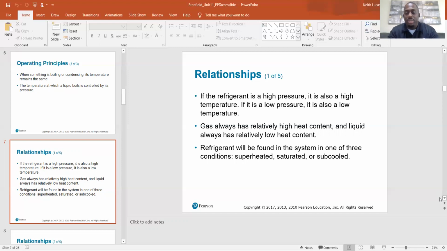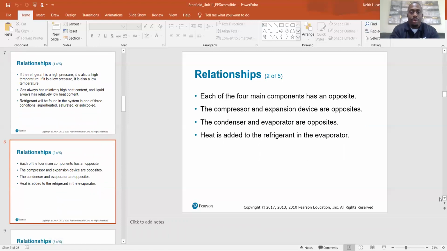Gas always has relatively high heat content, and liquid always has relatively low heat content. Refrigerant will be found in the system in one of three conditions: superheated, saturated, or subcooled. Each of the four main components has an opposite. The compressor and the expansion device are opposites. The condenser and the evaporator are opposites.